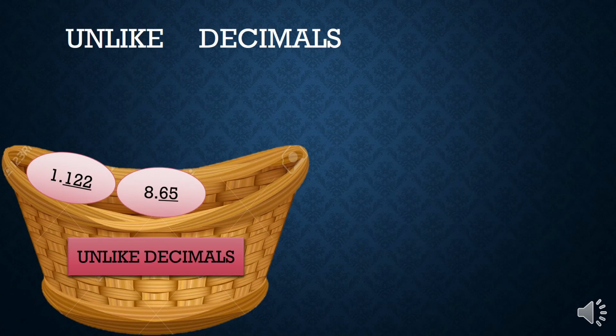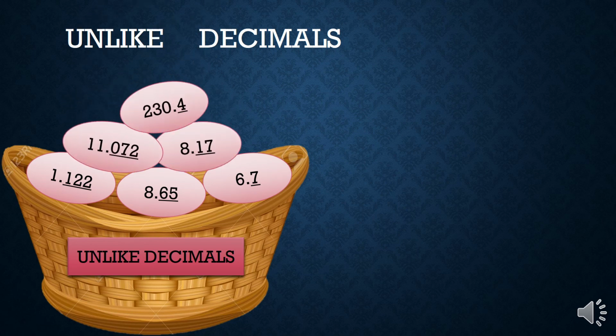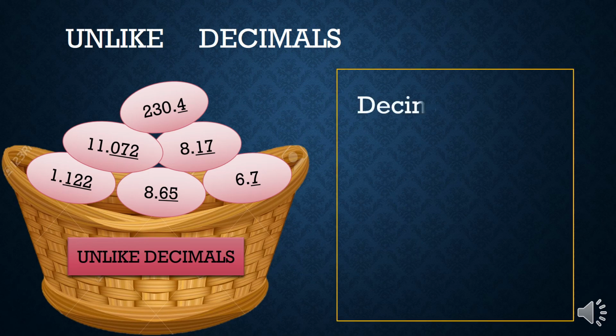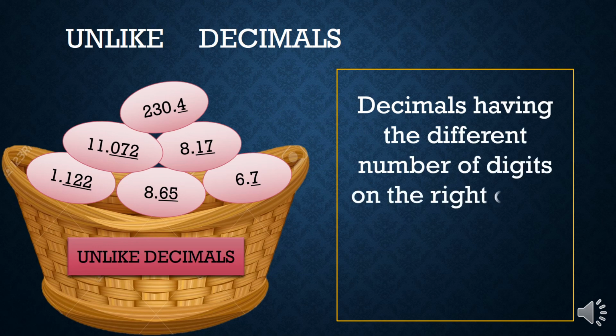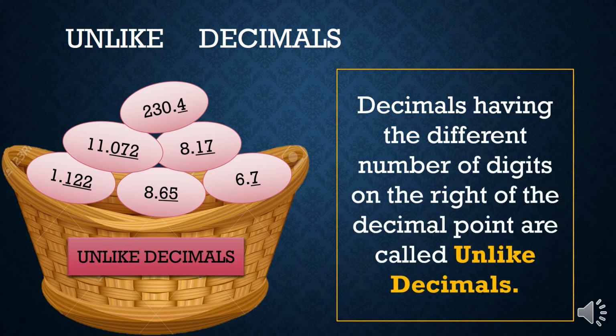Look at the basket carefully. What do you observe? Is the number of digits the same after the decimal point? No. So these are the examples of unlike decimals. So what is unlike decimals? Decimals having a different number of digits on the right of the decimal point are called unlike decimals. For example, 1.122, 8.65, 6.7, 11.072, 8.17 and 230.4. Because you can see these decimal numbers have different digits after decimal.